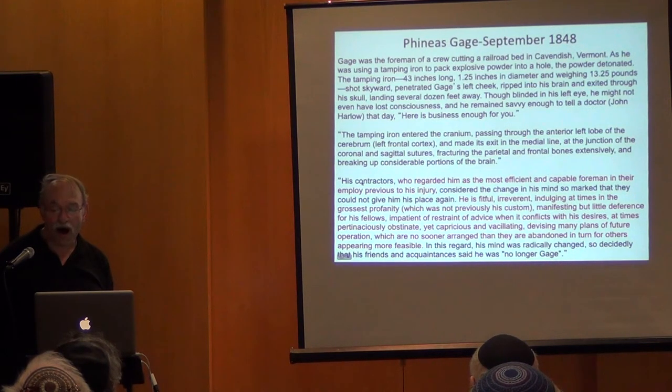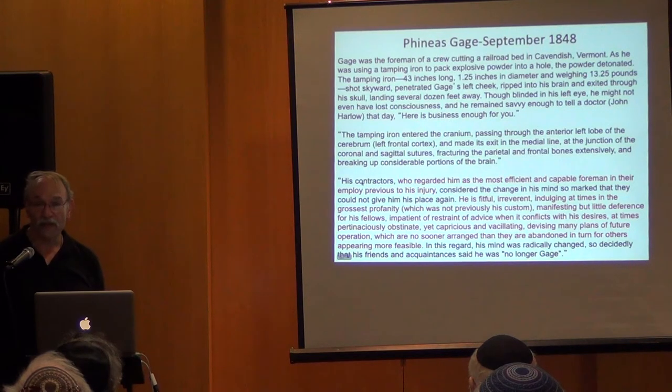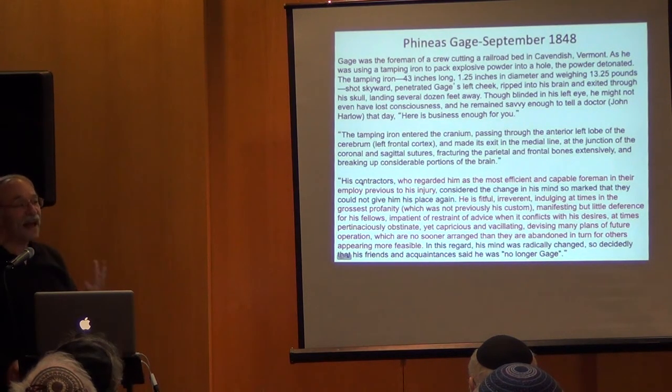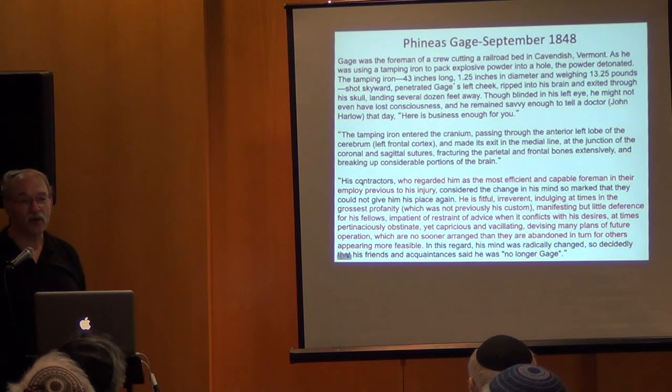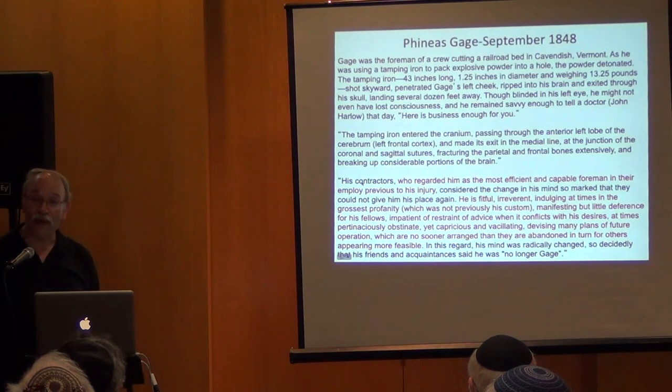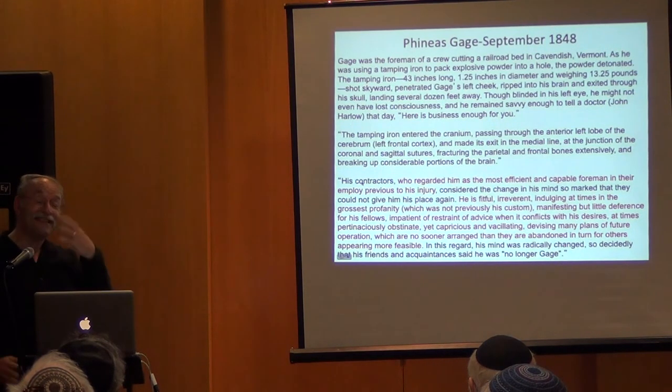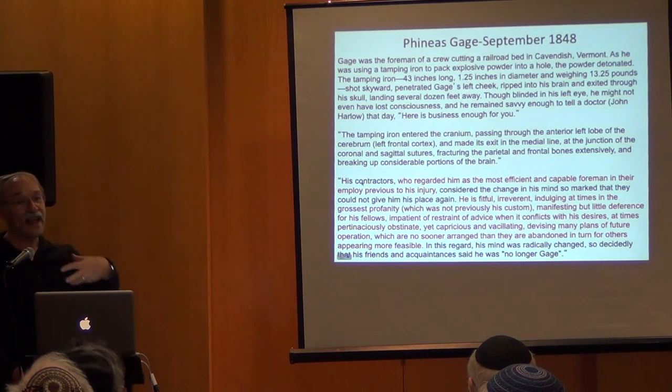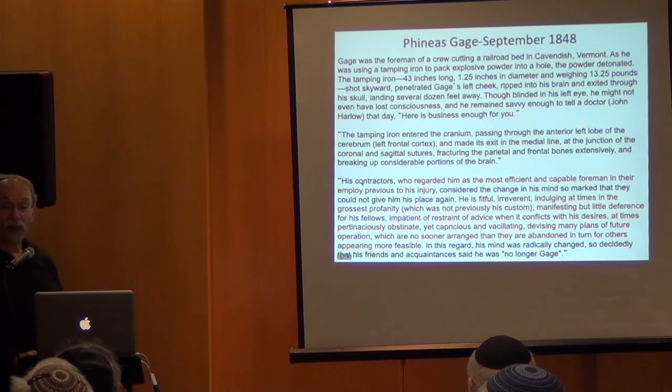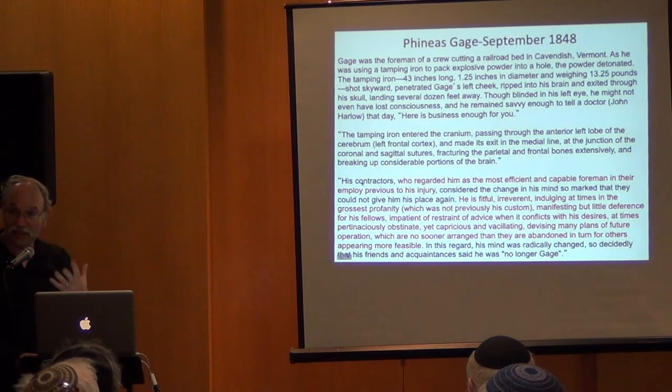In this regard, his mind was radically changed so that his friends and acquaintances said that he was, quote, no longer Gage. So the interpretation of this was that when those areas of the brain were intact, he could be nothing other than Gage. That's the argument. He was no longer Gage, but when the brain was intact, he was Gage, he had the features of Gage, and the part of the brain that represented Gage's personality is now lesioned and destroyed.